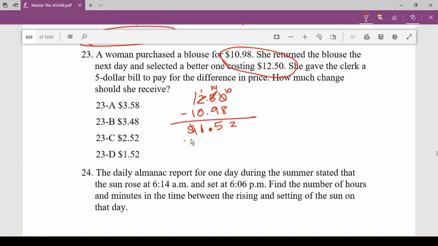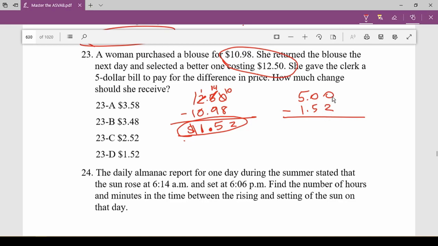So she gave the clerk a $5 bill. So we're going to do 5 minus 1.52 to get our answer for her change, because again this is basically saying she had to pay an additional $1.52 to buy the $12.50 blouse, and she gave her a $5 bill. So we're taking 5 minus 1.52 to find what her change is going to be.